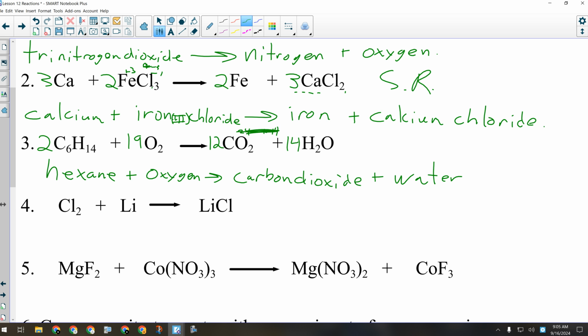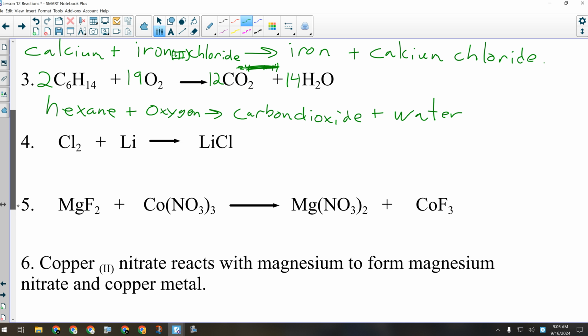Okay. And then 4 was the last one I had up on the board, right? So for number 4, I've got an element reacting with an element to form a compound. What kind of reaction is that? Okay, how did I know to put them together in that order in the products?